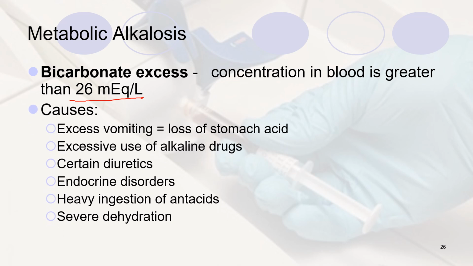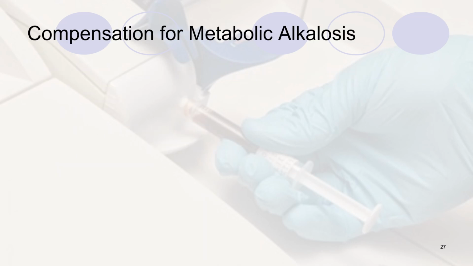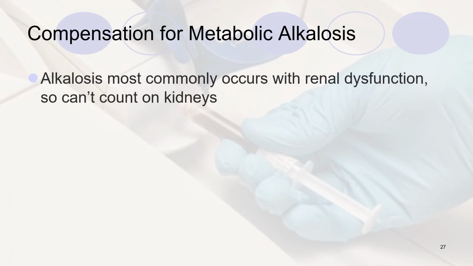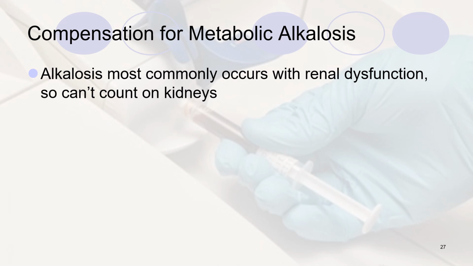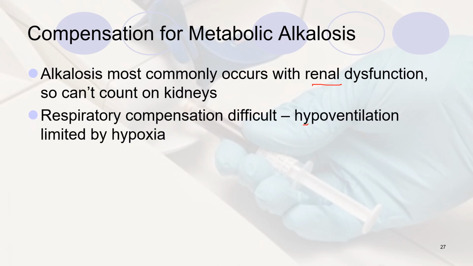The main causes are excess vomiting, that is loss of stomach acid, excessive use of alkaline drugs, certain diuretics, endocrine disorders, heavy ingestion of antacids, and severe dehydration. Then compensation for metabolic alkalosis. The alkalosis most commonly occurs with renal dysfunction, so we cannot count on kidneys for that. Then respiratory compensation is difficult, that is hyperventilation limited by hypoxia.